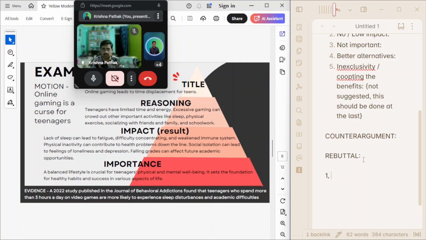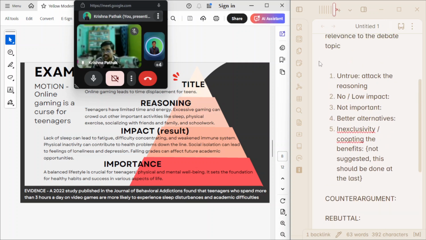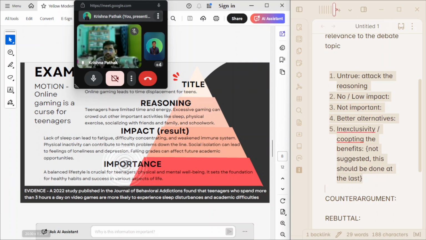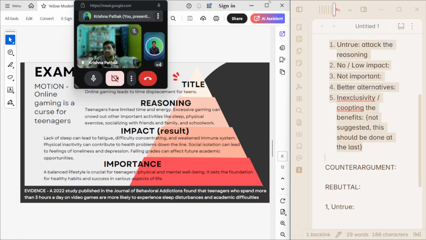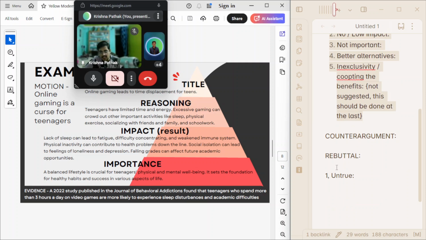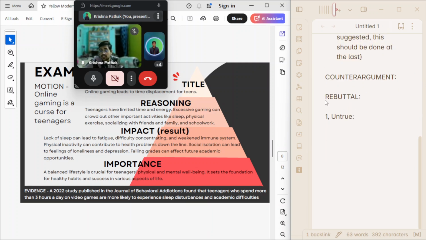Right now, we are showing how their argument is untrue. Again, you don't have to use all these 5 ways that we had learned. If you attack their reasoning, then you are saying their argument is untrue. If you attack their impact, you are saying their argument has no or low impact. If you target their importance, you are saying their argument is not important. Or else you can also give better alternatives, or say how the benefit that they are bringing, you can bring the exact same benefit. So you need not use all of these 5 ways, but because right now I need to make you understand it, I'll be using multiple of these ways.